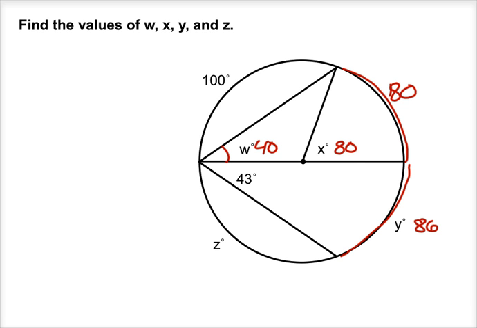Well, I know that a complete circle is 360. If I look at the arcs, I currently have 100, an 80, and an 86. So far I'm up to 266 degrees. I know a complete circle is 360. So if I just subtract, I get that Z is 94.